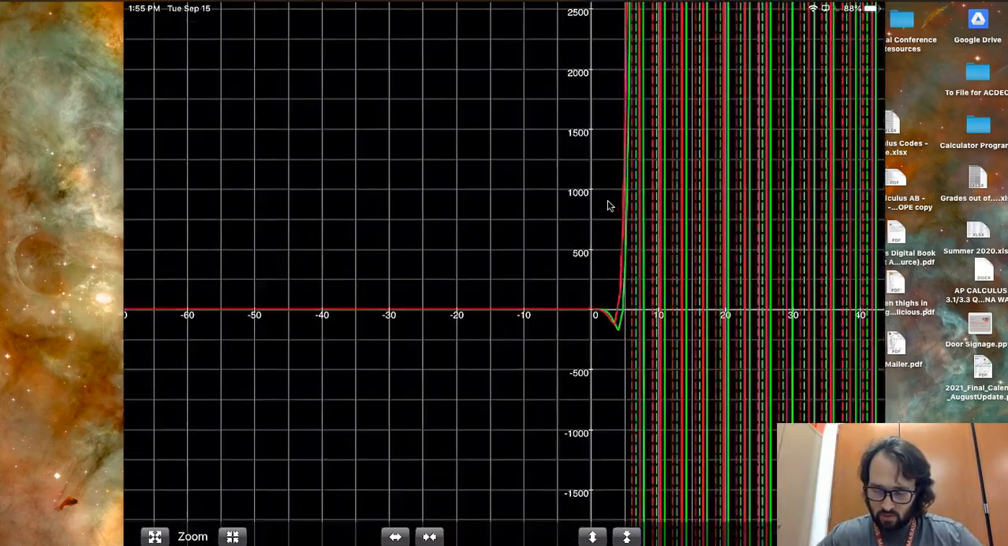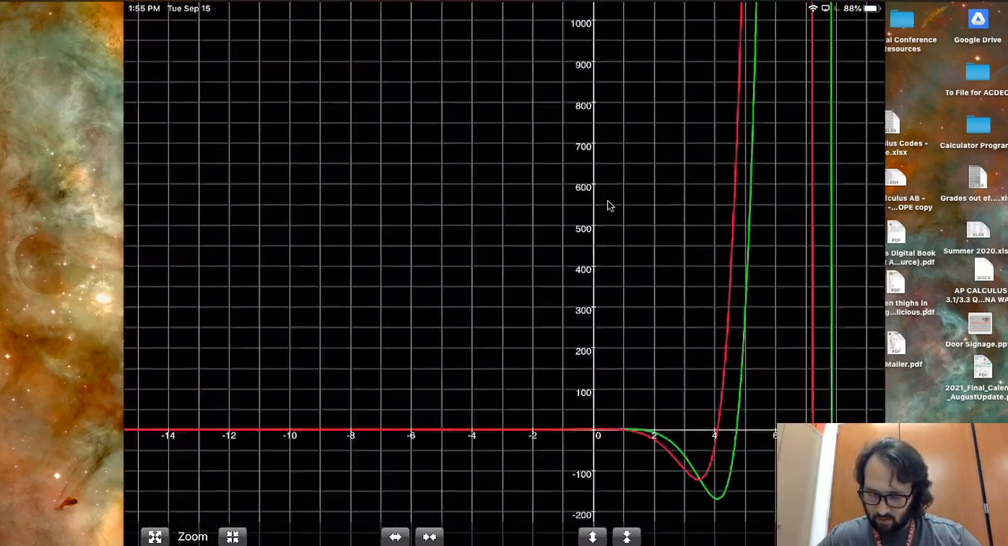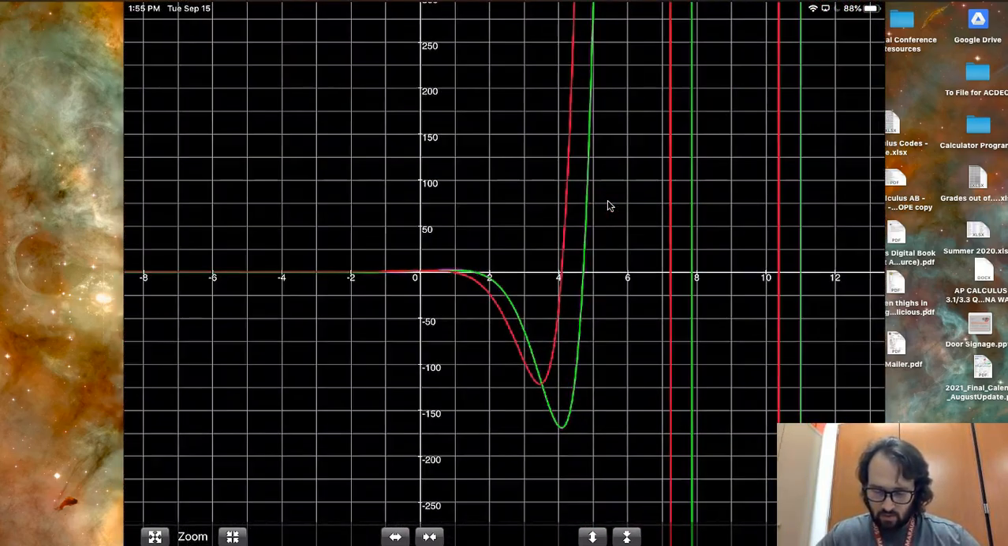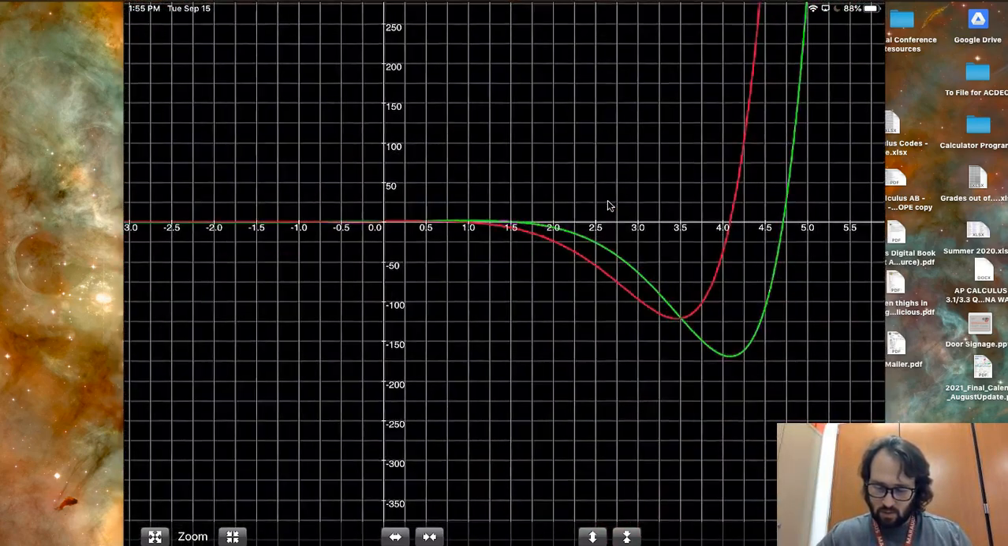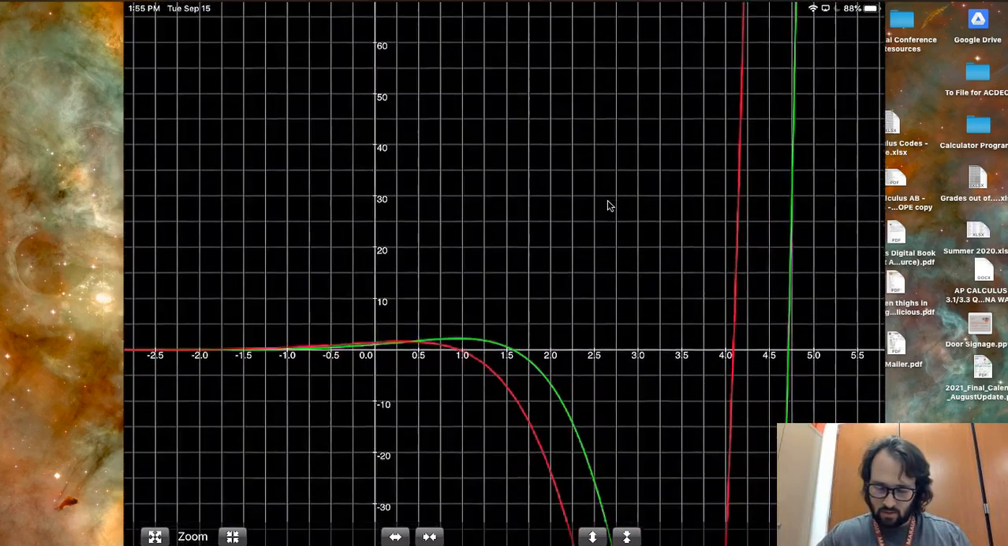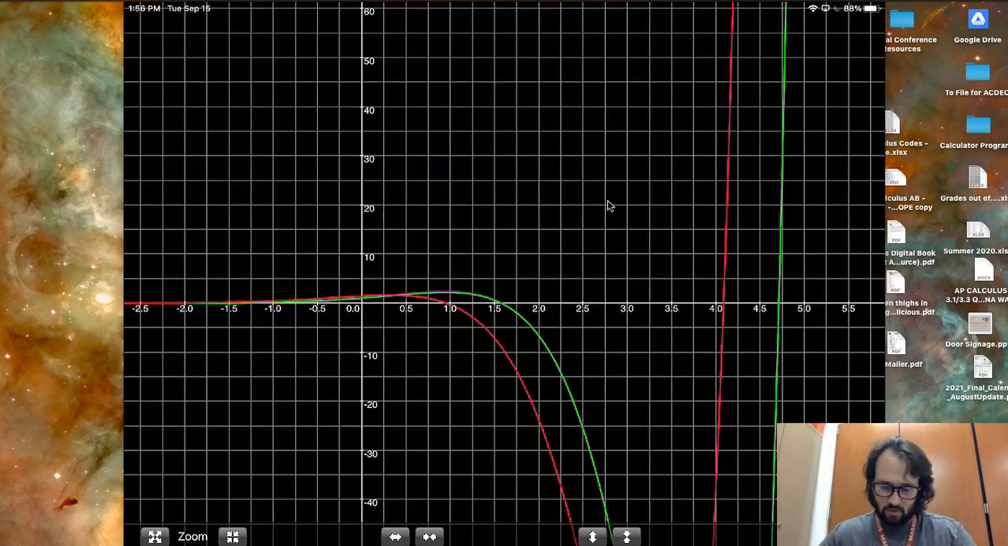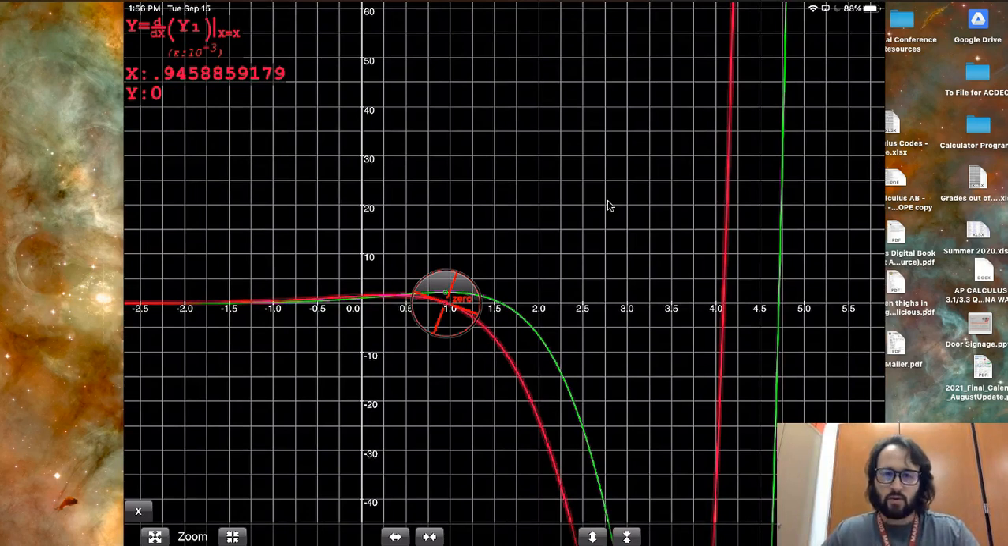You could use the zero function in your calculator. Wow, this thing is just wild, man. I cannot control it at all. I can kind of see how my derivative is interacting. So it looks like it's 0 right there. So what is that?